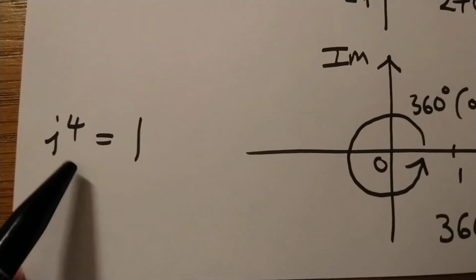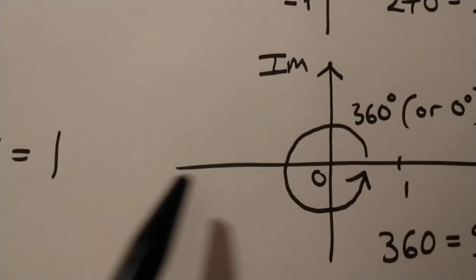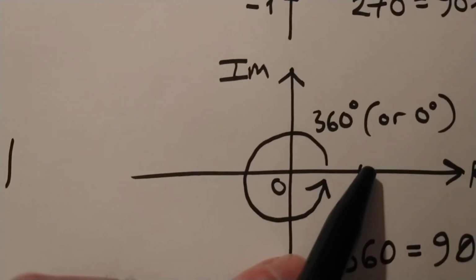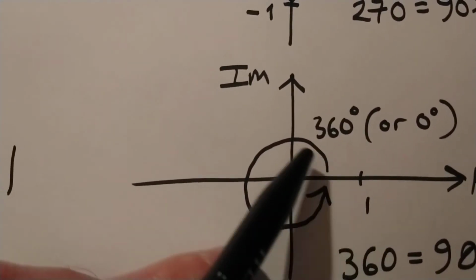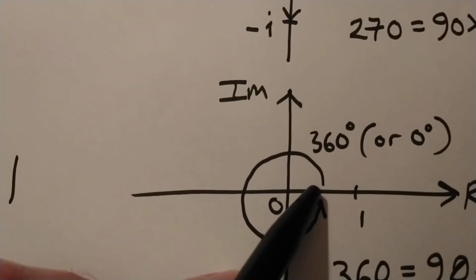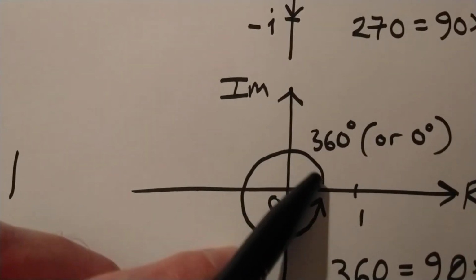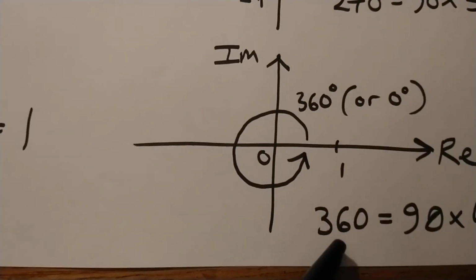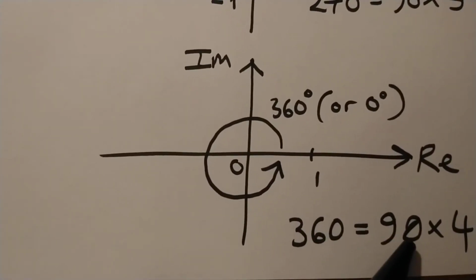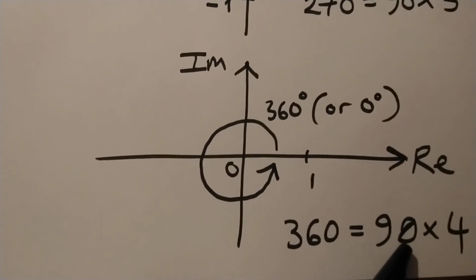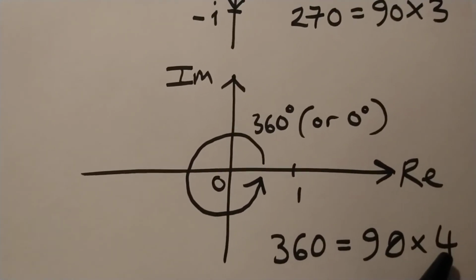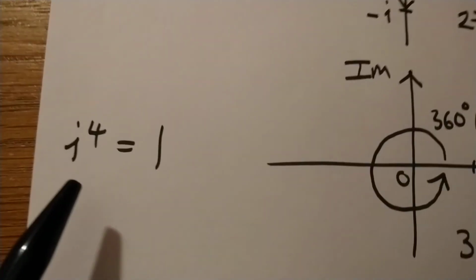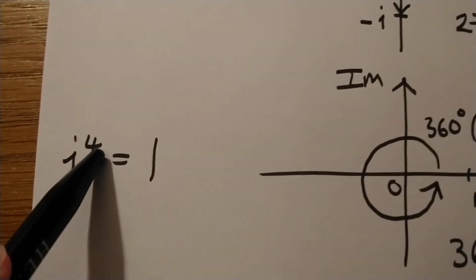If we do i to the power 4, that brings us to 1. And 1 is just over to the right on the real axis. Now obviously the angle here is 0, but we could also think of it as 360 degrees. And 360 is equal to 90, the angle we had for our original number i, multiplied by 4. Remember, we raised i to the power 4 in this final example.